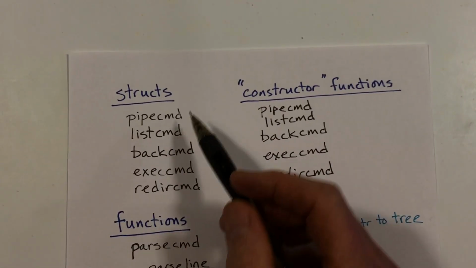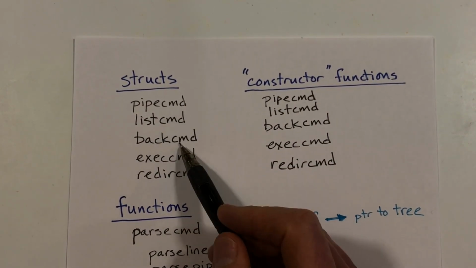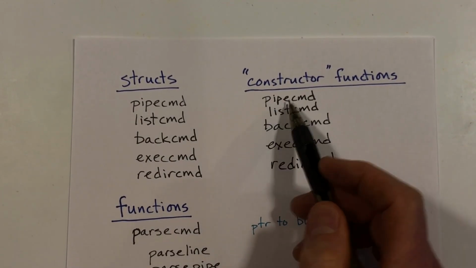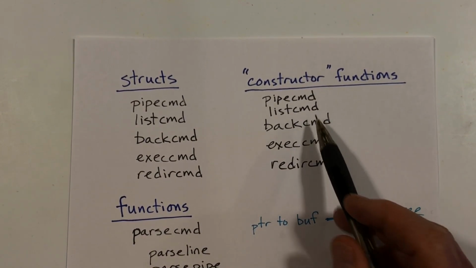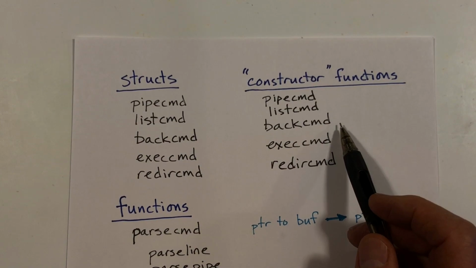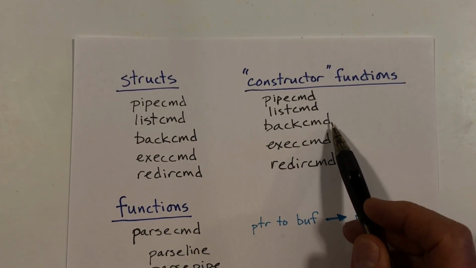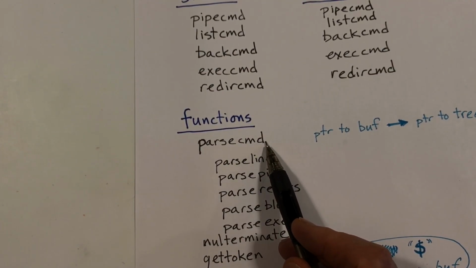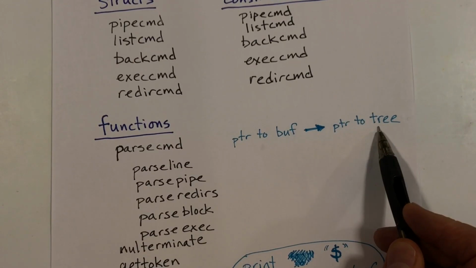So this organization of the program is essentially this. We have a number of struct definitions, as we just showed on the previous slide. And for each one of these, we have a constructor function with the same name. Each constructor function is passed a few arguments, and all it does is allocate the node and fill in the fields and return a pointer to that node. The parsing is done by a function called parse command, which returns a pointer to the tree that it builds.